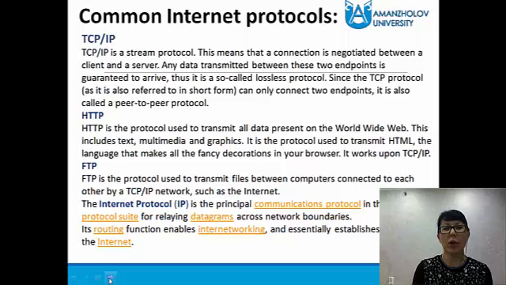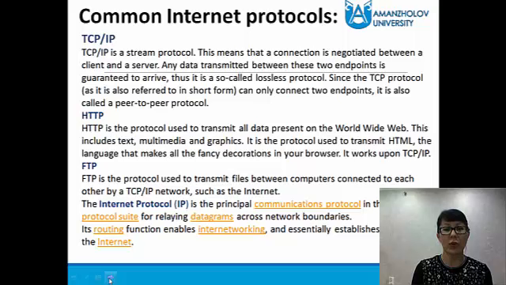HTTP is the protocol used to transmit all data present on the World Wide Web. This includes text, multimedia, and graphics. It is the protocol used to transmit HTML, the language that makes all the fancy decorations in your browser. It works upon TCP/IP. FTP is the protocol used to transmit files between computers connected to each other by a TCP/IP network, such as the Internet. And the next protocol is Internet Protocol.